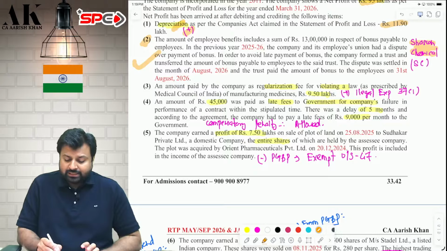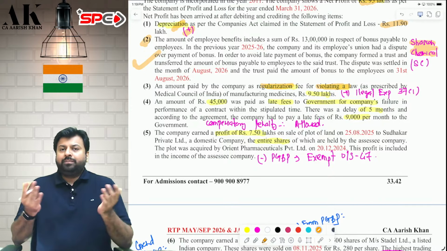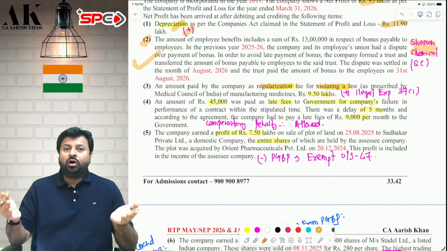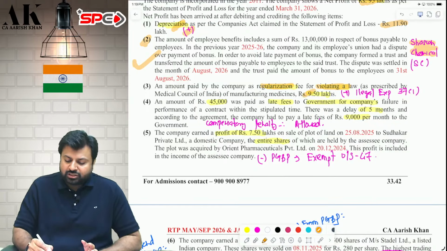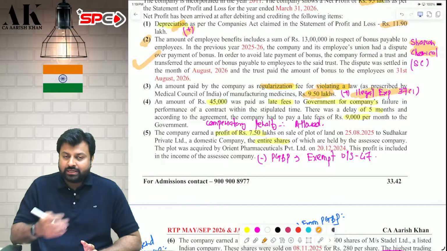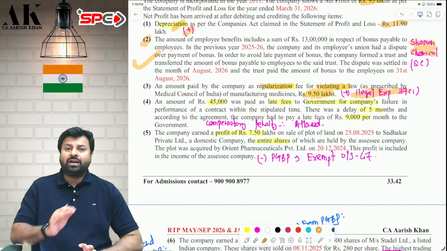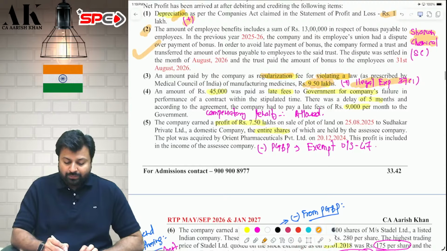Next one, the assessee is paying some regularization fee for violating the medical council law. If you pay some money for violating a law, then that is disallowed because it is penal in nature. It's a penalty for breaking a law. It's an illegal expense as per Explanation 1 to 37(1). It will be disallowed.